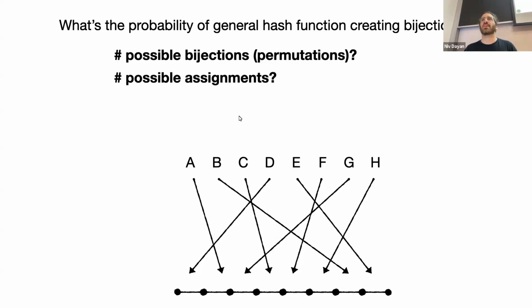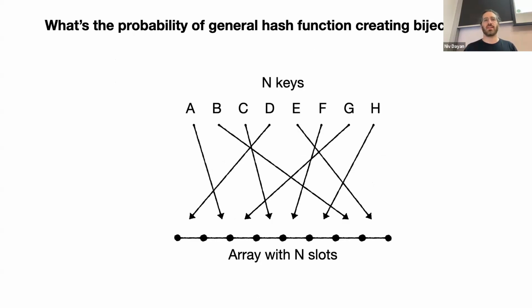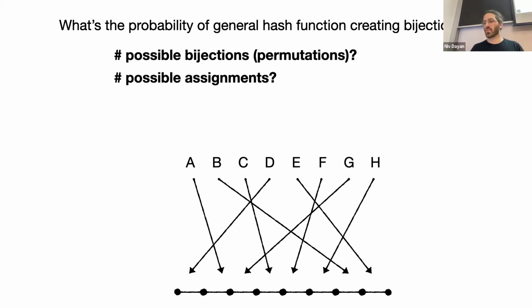Does anybody have a sense of how to compute this? Yes? I would guess that for the first key A, it can go to any one of the n slots, right? And the second one has n minus 1 possibilities. Correct. But the probability is changing over the number of choices you make. Yes, so it's 1 over n and then 1 over n minus 1.